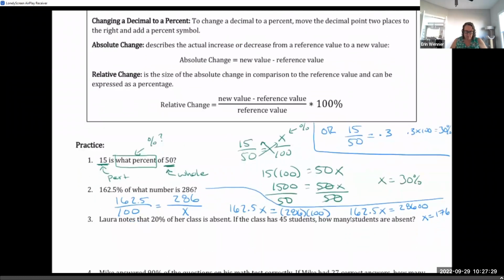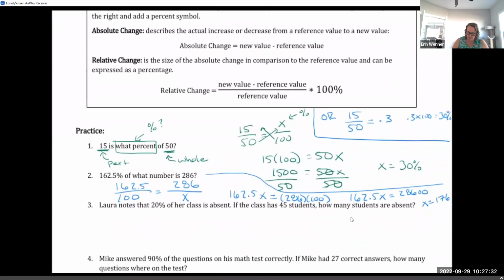So Laura knows that 20% of her class is absent. If the class has 45 students, how many students are absent? So 20% of her students. So 20% out of 100, and we're trying to find what amount of her students that is. So this is one setup, or we can say 20% of her students and also solve it that way.